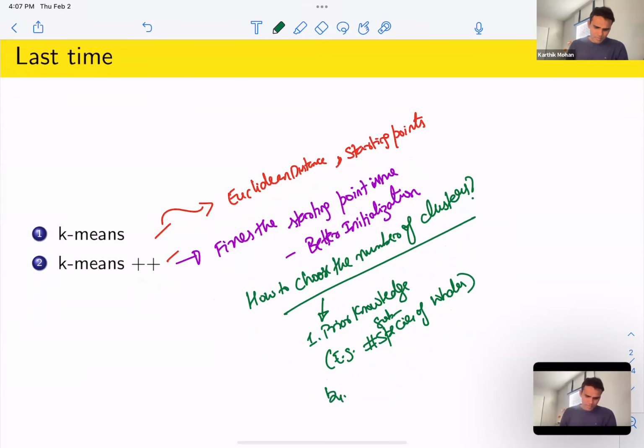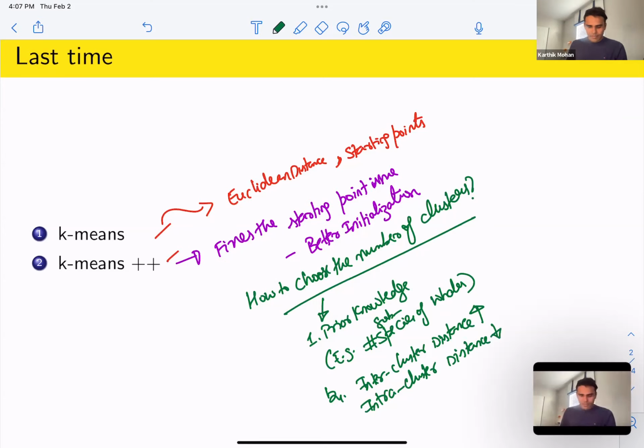People use some other rules of thumb, but they're not very well grounded. There's something called the elbow method for the number of clusters, and you look at the intra distance and inter distance between clusters, and that might be a way to pick the number of clusters. There's the inter-cluster distance, which you want to be large, and then the intra-cluster distance, which you want to be small.